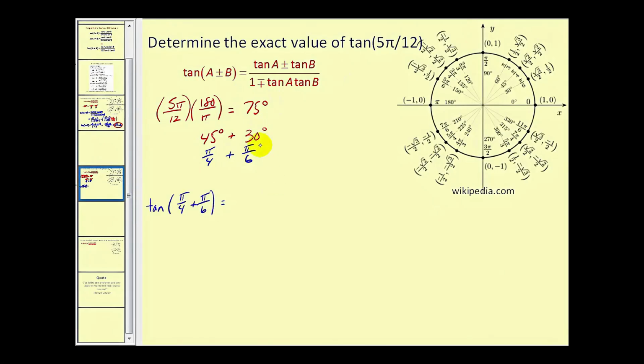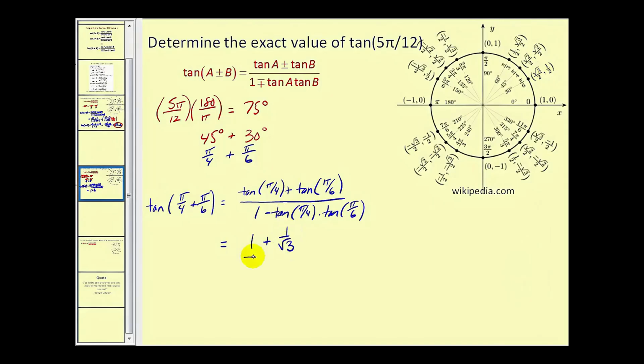So we'll have the tangent of A, or tangent pi over 4, plus tangent B, it's pi over 6, all over 1 minus tangent A, tangent B. Let's start evaluating this. Tangent of pi over 4 is equal to 1. Tangent of pi over 6, 1/2 divided by square root 3 over 2 will equal 1 over square root 3. Next, in the denominator we have 1 minus tangent of pi over 4, which is equal to 1. Tangent of pi over 6 was 1 over square root 3.